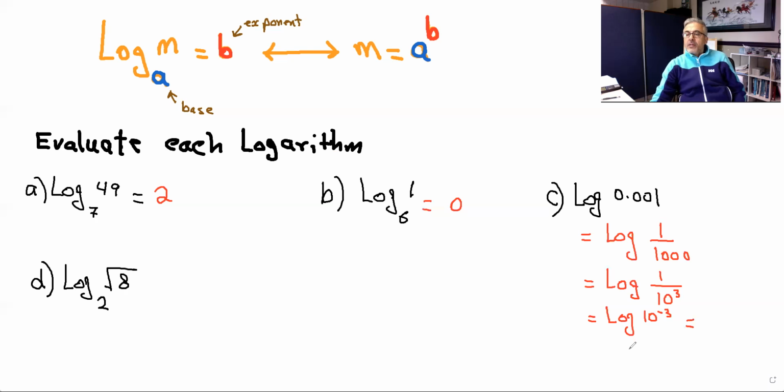Basically here, if I don't write the base, here we had a base of 7, here we had a base of 6, but here I didn't write what the base is. If we don't write what the base is, it's base of 10, and that's what your calculator is programmed to. If you see that log button on your calculator, it's log base 10. So if we don't indicate anything else for the base, then just assume it's 10. So now what am I asking? I'm asking you 10 to the power of what equals 10 to the negative 3. So obviously that's negative 3, because 10 to the negative 3 will equal 10 to the negative 3.